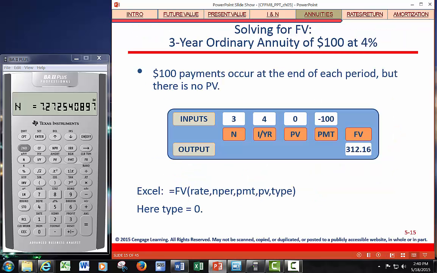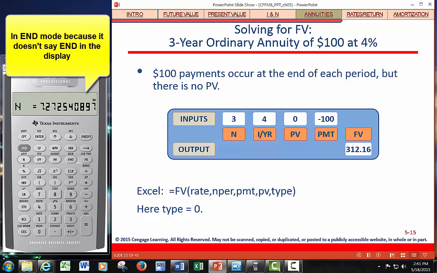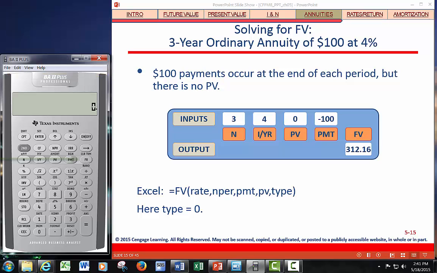Here is the calculator solution to solve for the future value of the ordinary annuity. You can make sure that your calculator is in end mode by checking the display screen. If it does not say BGN, then you are already in end mode. So here I will type 3 N, 4 I/Y, 0 present value, the annuity payment of $100, and then hit compute future value.